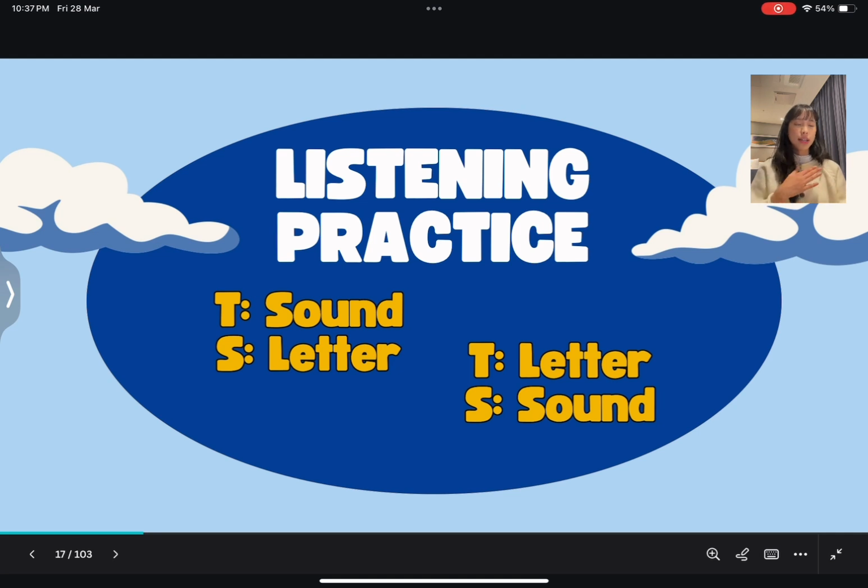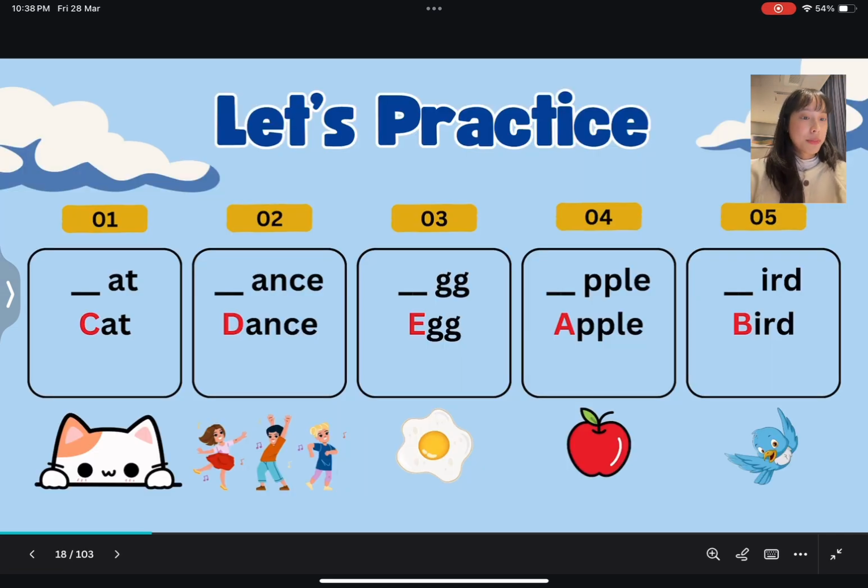This is when all the kids have practiced as a class together, and then we will do sound, letter. I say sound, you say letter. B, and they have to say B, or D, and they have to say D, and then we switch. This activity is for them to practice distinguishing the difference between sound and letter. These 2 keywords are very important in phonics. And then we have practice, right?